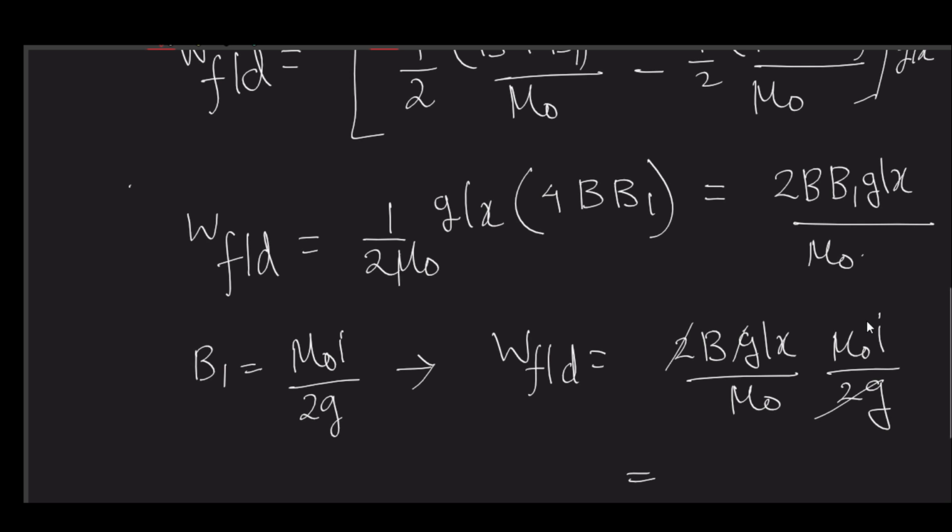So this will give us BLXI. So what is B, L, X and I? What is that? The axial length of the conductor is L, and what is your X? Think about it. What is X?